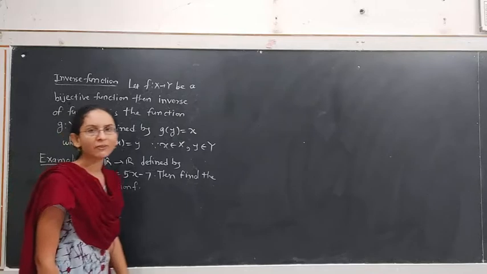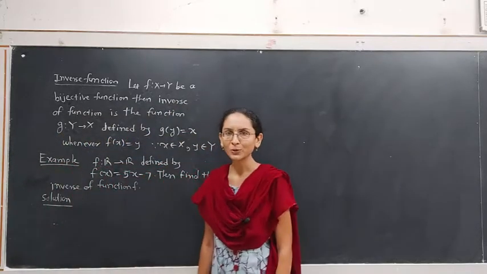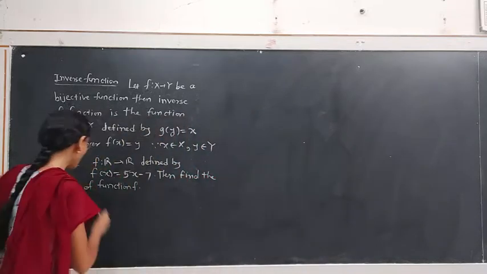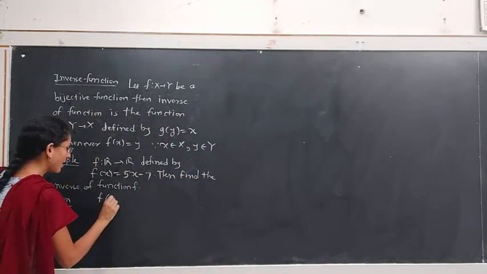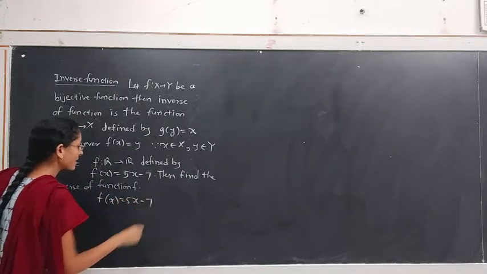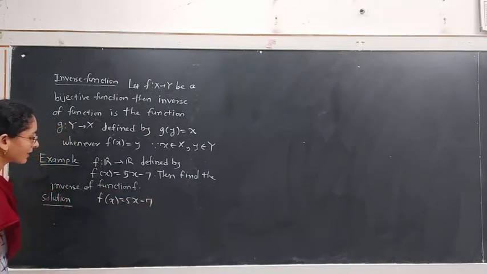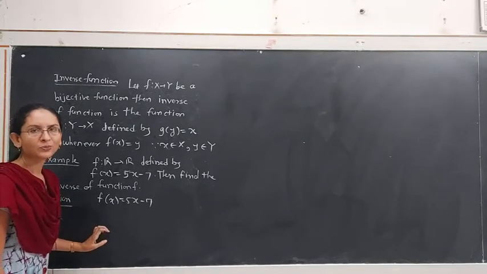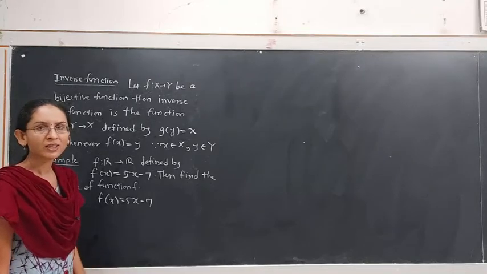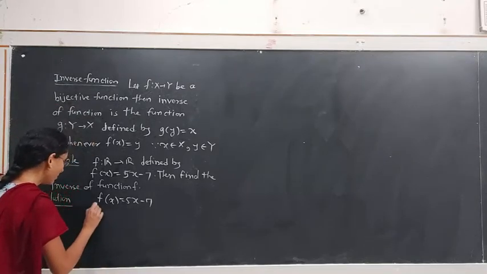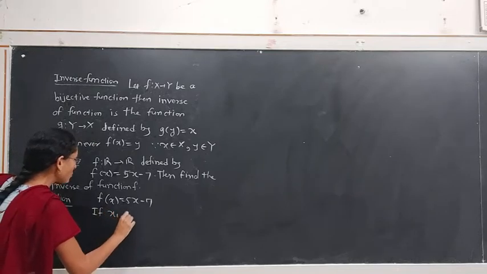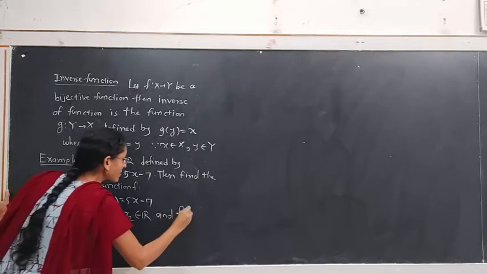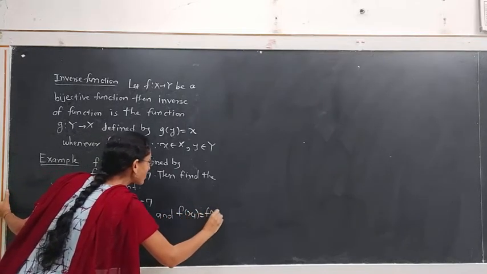First we check whether f function is bijective. If it is bijective, then the inverse of function f will exist. Consider the function f defined by f of x is equal to 5x minus 7. To check it is 1-1 function or not, first we consider f of x1 equal to f of x2. Then we will see whether x1 equal to x2. If x1 and x2 belong to real numbers and f of x1 is equal to f of x2.